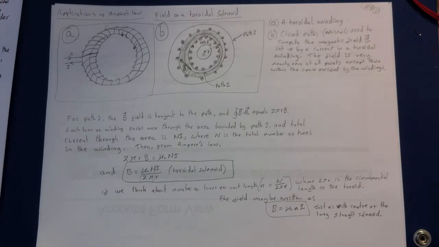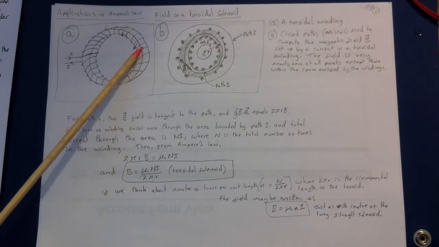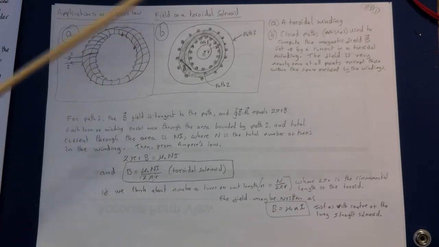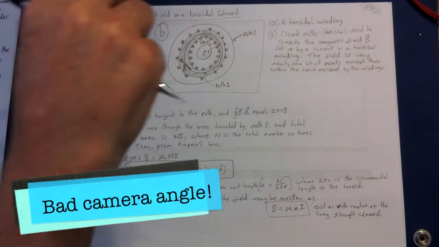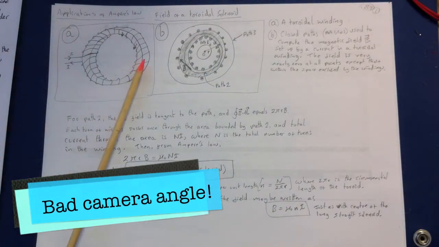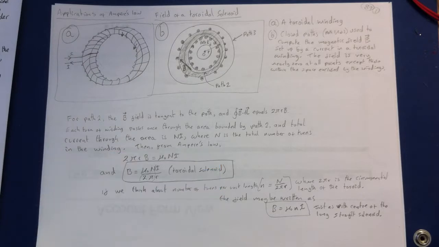Similarly, if there is any field at path 3, it will also be tangent to the path at all points. Each turn of the winding passes twice through the area. So you can see that each turn here, one underneath is going to be going in the opposite direction to the one at the top. So you're going to get one going that way and the one on the top going that way. So they're each going to produce a field. Each turn of the winding passing through the area bounded by this path carries equal currents in opposite directions.